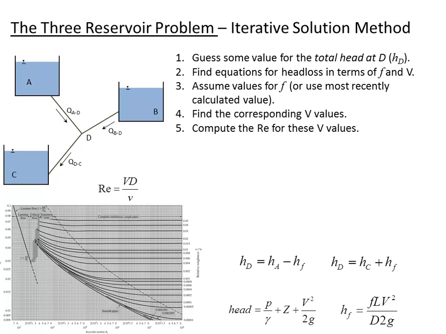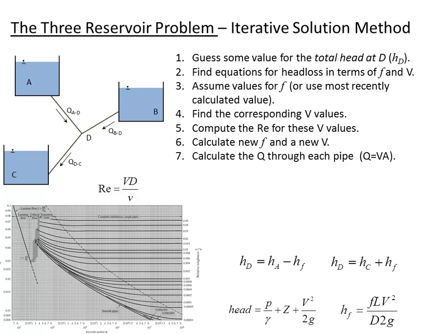Then for whatever velocity corresponds to the location that we've guessed for the head at D, and remember we've also guessed what the F value is, that leads to some velocity. We use that velocity to calculate the Reynolds number. With the Reynolds number that we found, we find a new F value and a new velocity, kind of like tuning in our F value, getting a little bit closer. And then finally, with this updated velocity, we find out what's the flow rate through each of the pipes. We check the continuity.